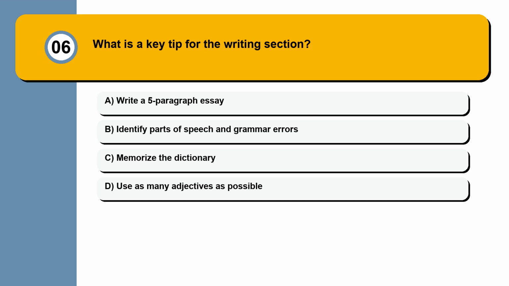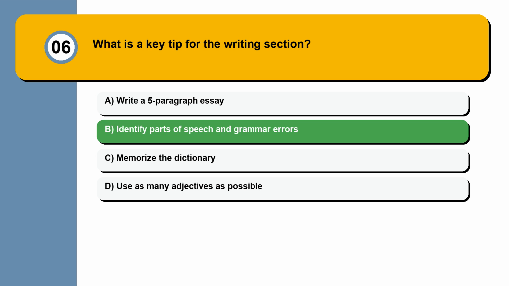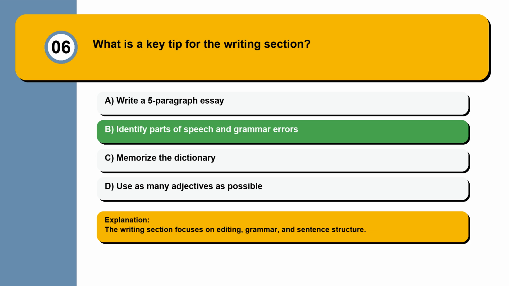Question 6. What is a key tip for the writing section? Write a 5-paragraph essay. Identify parts of speech and grammar errors. Memorize the dictionary. Use as many adjectives as possible. The writing section focuses on editing, grammar, and sentence structure.